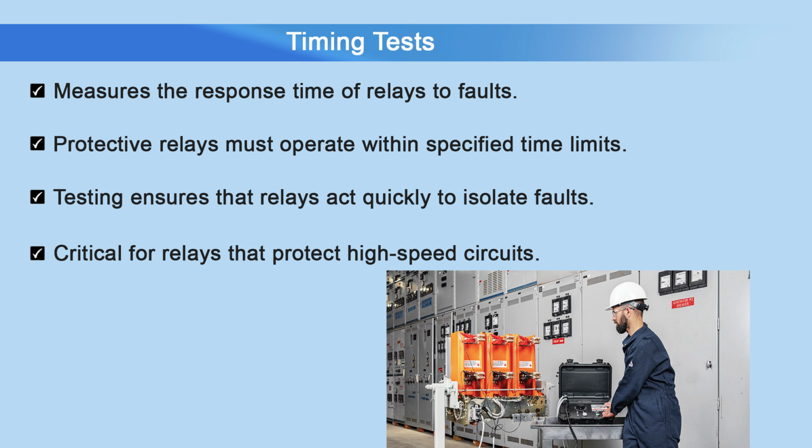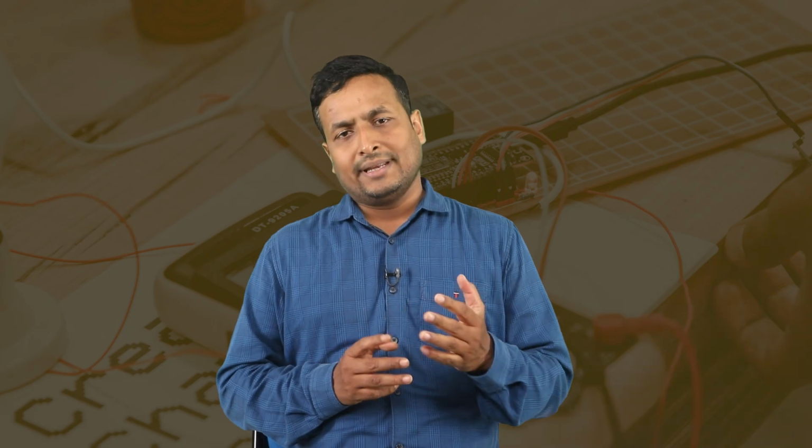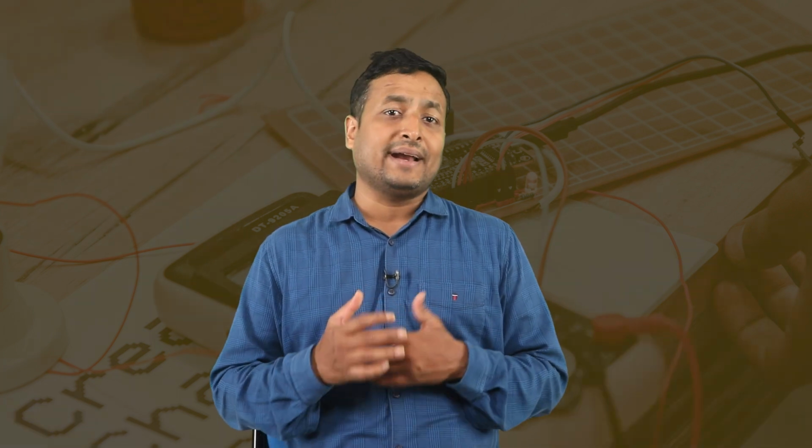The response time is compared to the relay specifications to ensure it meets the required performance. These tests are crucial for protective relays where timely operation is essential to prevent damage to the electrical system. So, in an overcurrent relay, a timing test might involve applying a current equal to 150% of the relay's pickup current and measuring the time it takes for the relay to trip. The measured time is then compared to the relay's time current characteristics curve.